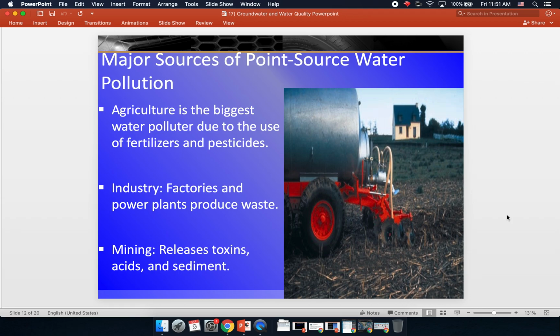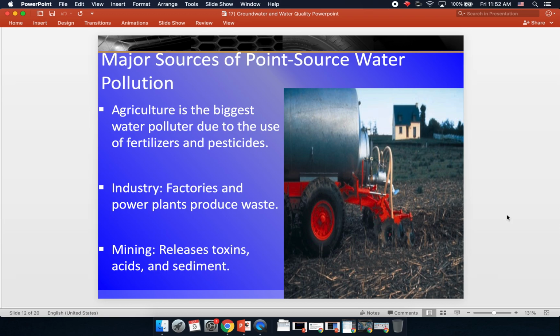Major sources of point source water pollution. Agriculture is considered to be the biggest water polluter due to the use of fertilizers and pesticides, and also with raising livestock. Like I said, you have animal droppings, and they break down and they're carried by water into other sources of water or into the soil. And then industry is also considered to be a major source of point source water pollution. You have factories and power plants that produce waste.